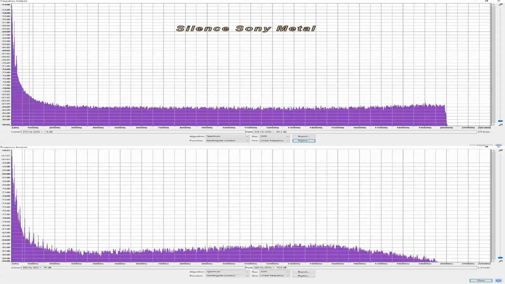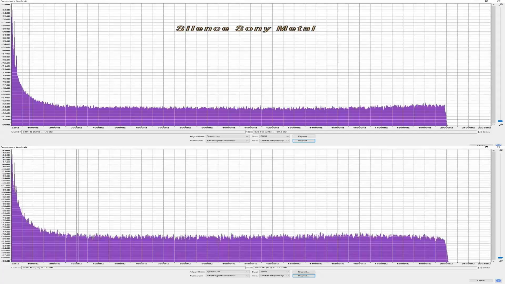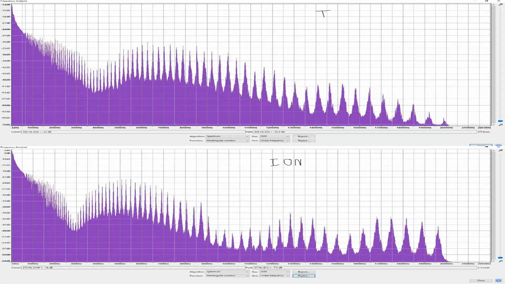So let's look at the Sony silence in comparison to the Teac silence. Actually, the Teac silence is slightly quieter, but the Sony is pretty damn good, and the Teac is almost as good. Now this Ion is several dB higher, but it's nice and flat.